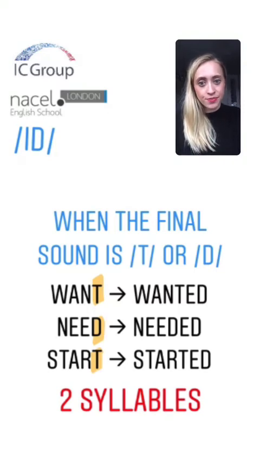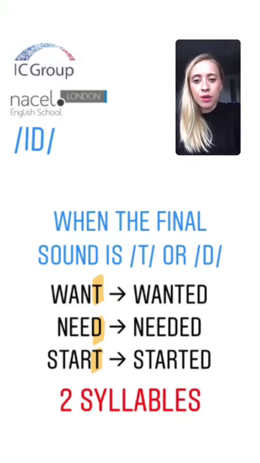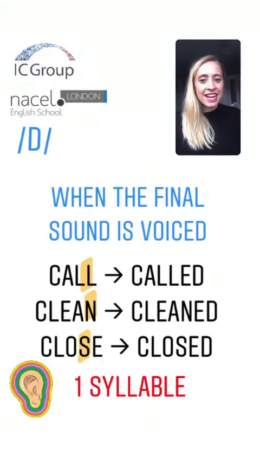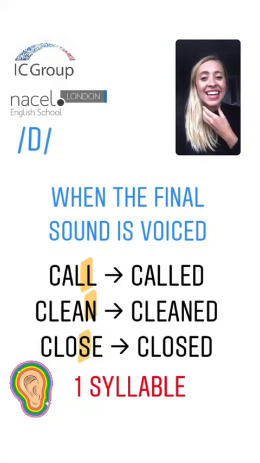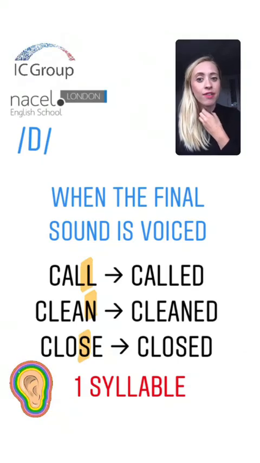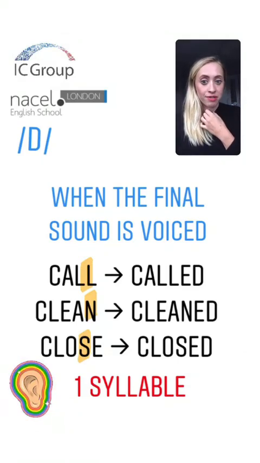It's 2 syllables. Okay, so the first rule, when the final sound is a t or a d, we pronounce an id sound. Id with 2 syllables. Wanted, needed, started. This is rule number 1. Okay, rule number 2 then. When the final sound is voiced, we add a d sound. Okay, what do I mean by voice? Is any sound that we make that causes a vibration in our throat.